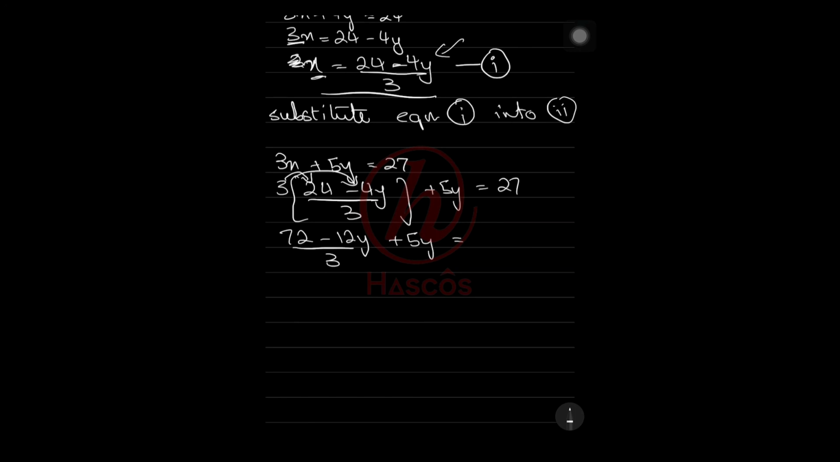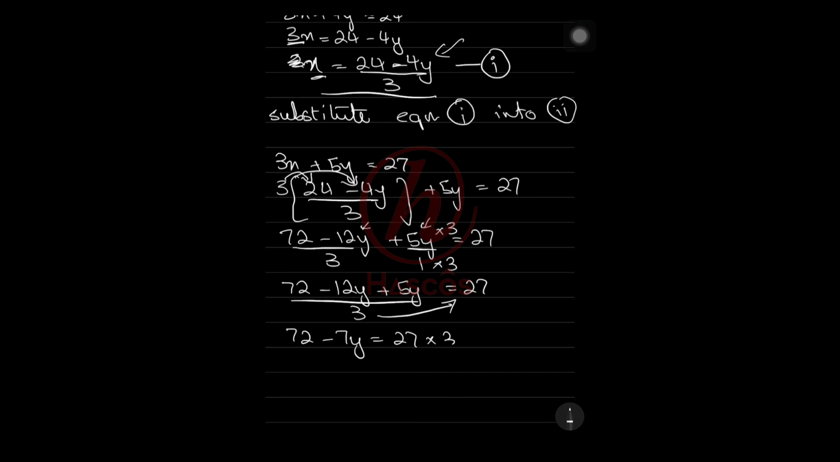And we know that we cannot just add 5y with 12y because it does not share the common denominator, which is 3. So we need to make its denominator 1 into a 3 by multiplying it by 3, and 5y also has to multiply by 3. Now this becomes 72 minus 12y plus 5y upon 3 is equal to 27. 72 minus 7y, minus 12y plus 5y is a minus 7y. 3 gets carried on the other side. 7 times 3, 72 minus 7y equals 81.